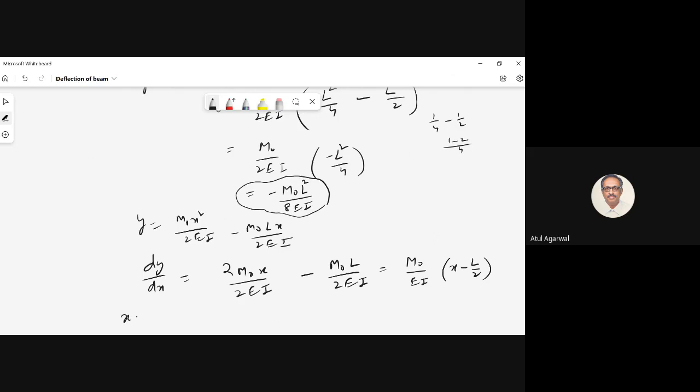At x is equal to 0, what is the slope? Minus M naught L by 2EI. At x is equal to L, what is your slope?